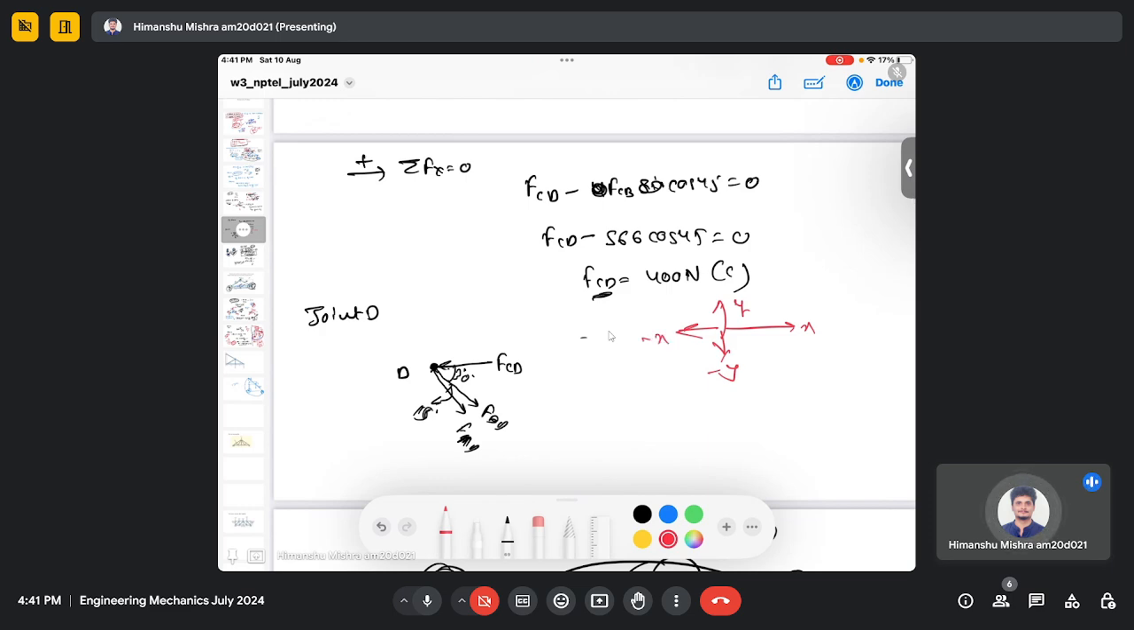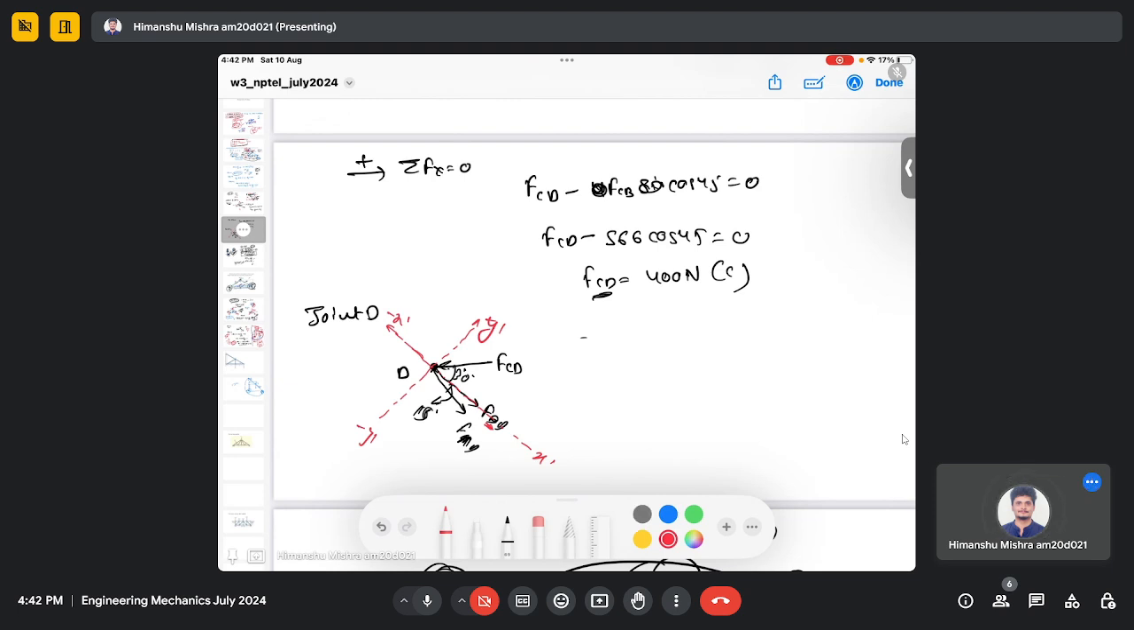But it will be very much challenging, mathematically. So what can you do? I define this axis, which is along FBD, as x dash. This is minus x dash, and the perpendicular to this axis is y dash, minus y dash. So I define the coordinate system with the x-axis along force FBD.